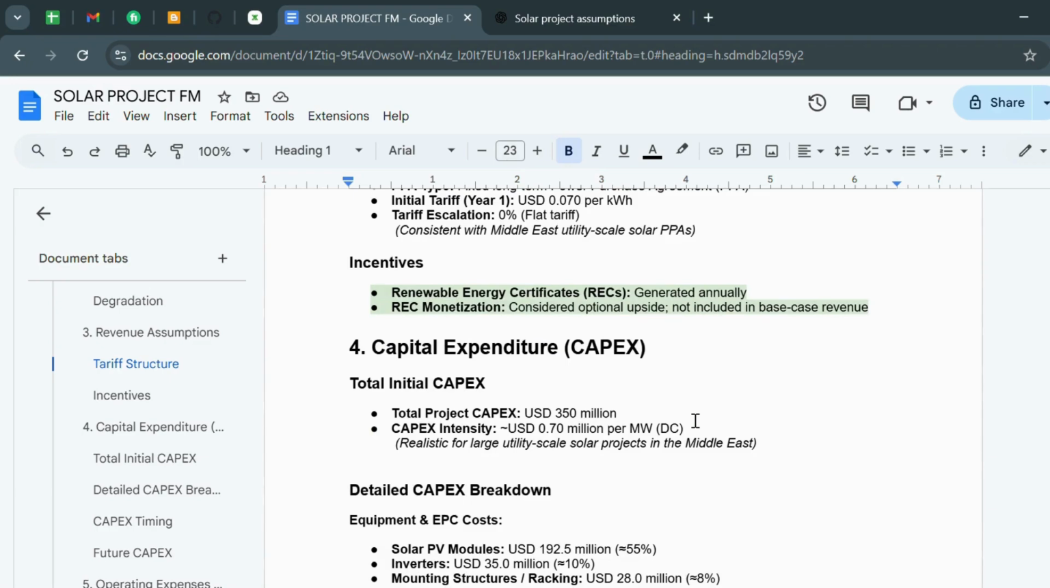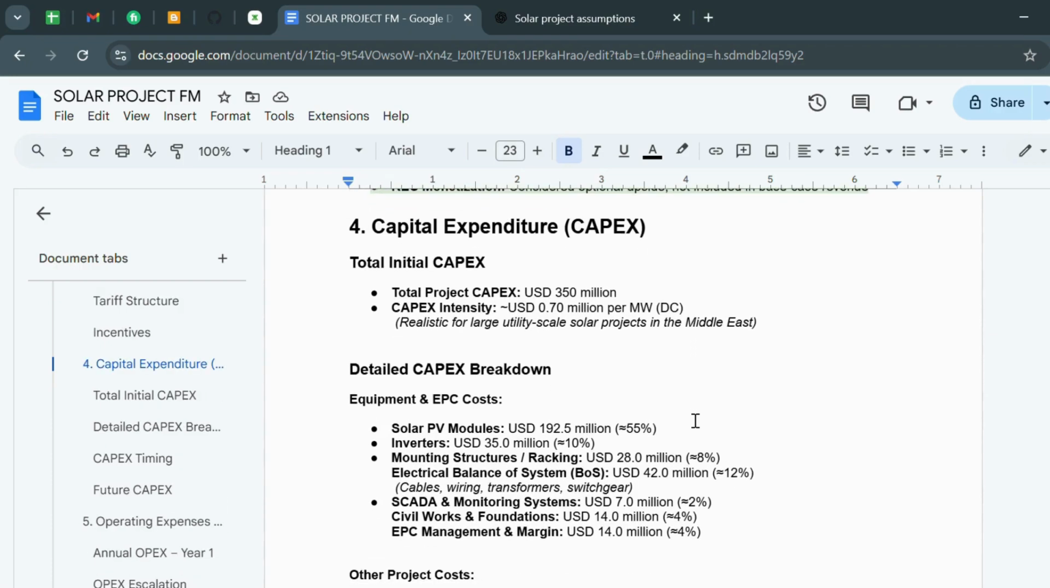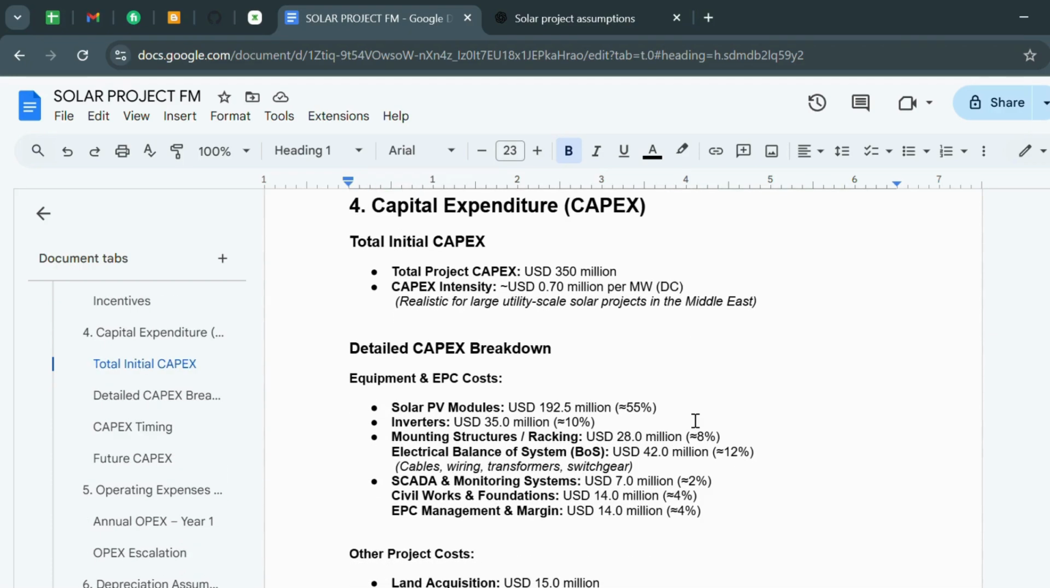Next, renewable energy certificates are generated annually here, but we are not taking them into the base case revenue, because we're going to be using them maybe in another project or for taxation purposes. We can also include the international ones like I-RECs, and we can also monetize them for our tax purposes, but I haven't included that in this. You can include it, not a problem. Next, capital expenditure. The total capital expenditure will be 350 million USD.